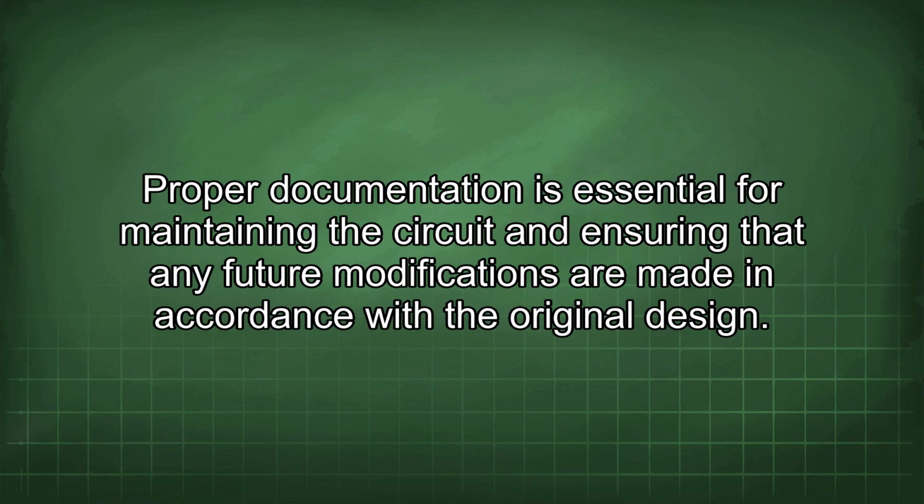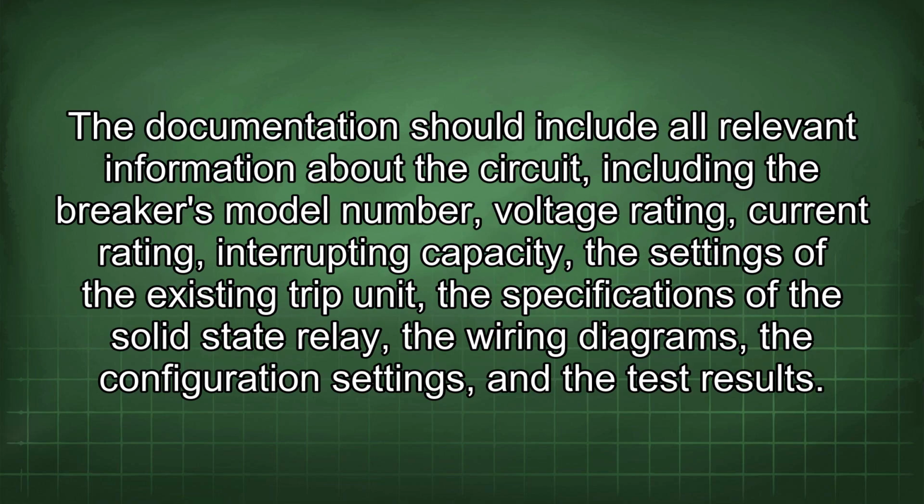Proper documentation is essential for maintaining the circuit and ensuring that any future modifications are made in accordance with the original design. The documentation should include all relevant information about the circuit, including the breaker's model number, voltage rating, current rating, interrupting capacity, the settings of the existing trip unit, the specifications of the solid-state relay, the wiring diagrams, the configuration settings, and the test results.